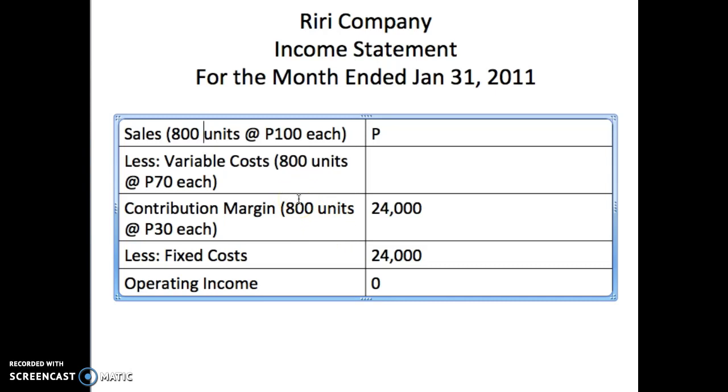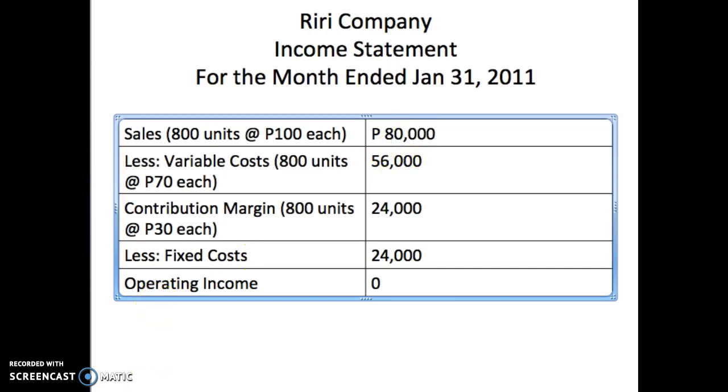So now that we have that, we can simply multiply 800 times 70. We get the peso value for your variable cost. That's going to be 56,000. Okay. And then 800 units times 100 pesos each. That will give us 80,000.